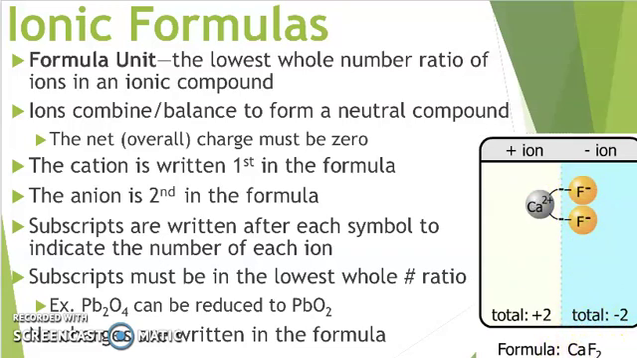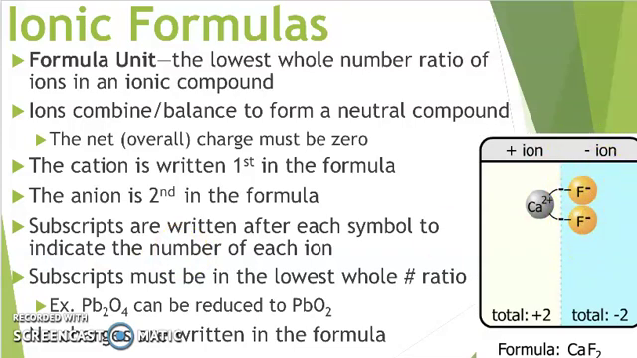My subscript tells me how many of each thing I have. You don't need to write a 1 for 1 calcium, but you do need to write a 2 for having 2 fluorines. The general rule is the cation will be written first in the formula, and the anion is second. Your cation is usually your metal, and it will be your positively charged one, and your anion is your negatively charged ion, which in this case is fluorine.